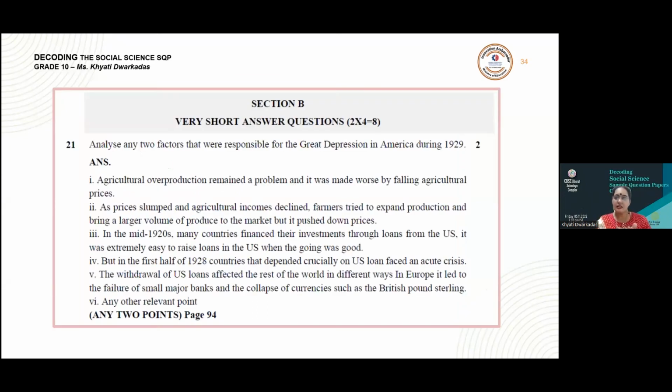Now let us look at the very short answer questions. Analyze 2 factors that were responsible for the Great Depression in America. Is this a good question or a bad question? They have given you, look at the answer, about 6 pointers. Any 2 points need to be selected.